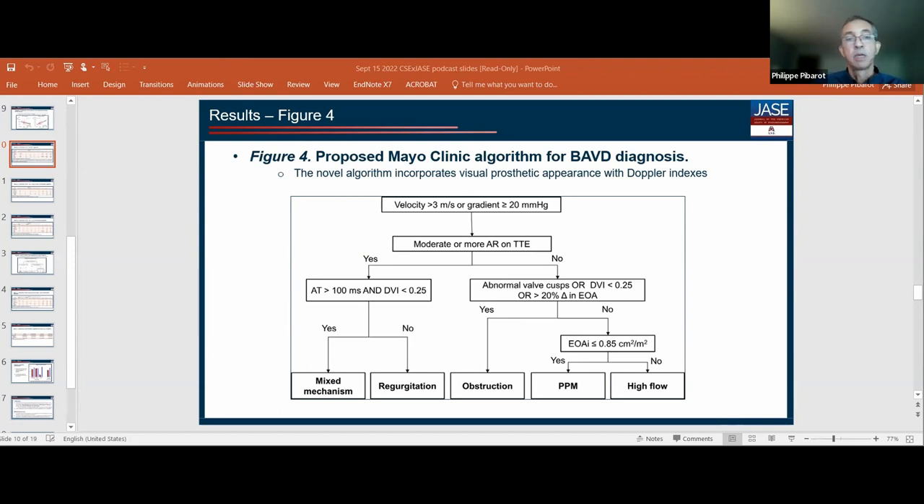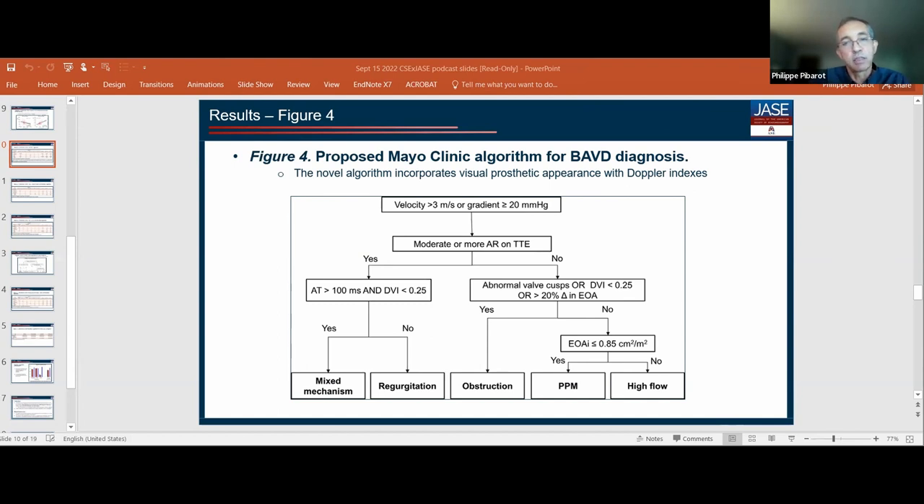Then you go to the case where you don't have any significant AR. The next step is to look at three parameters. One is very important: abnormal valve cusps. To me, among all the other quantitative parameters that we look at, we should look at the leaflets, the cusps. Because if the leaflets are pristine, thin and moving well, this is probably not a pathologic obstruction, right?